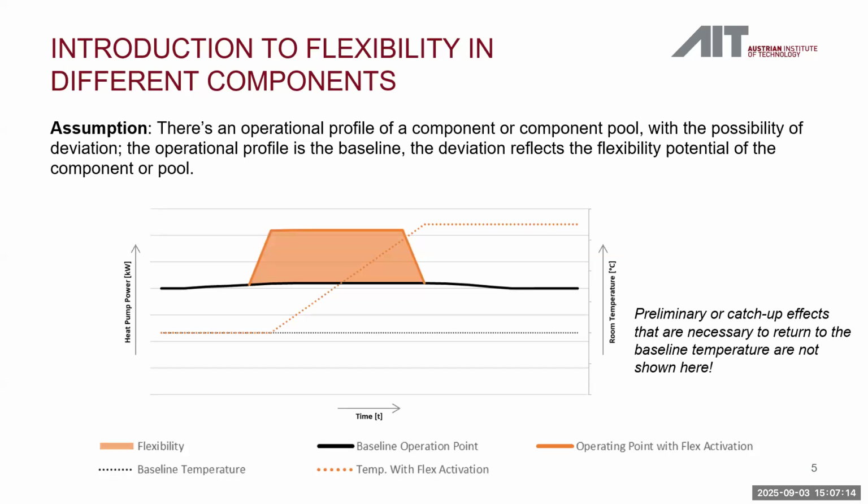And then the flexibility activation ends, and the heat pump can operate at its normal level for the rest of the time. Of course, to enable another flexibility activation, some catch-up effects would be needed to decrease the temperature again, but they are not shown in this figure. So the flexibility here is the orange area, which is the deviation of an operational profile. The deviation from a baseline is the flexibility potential.